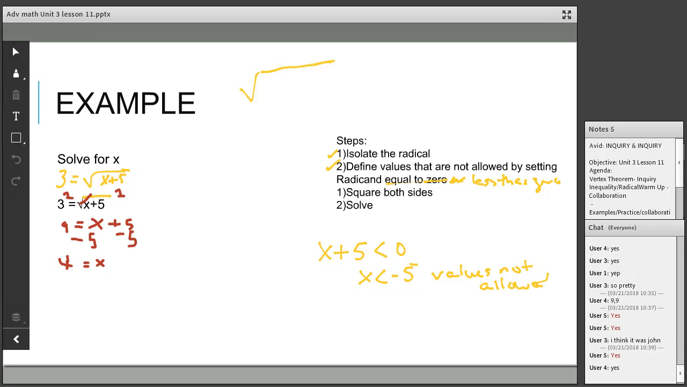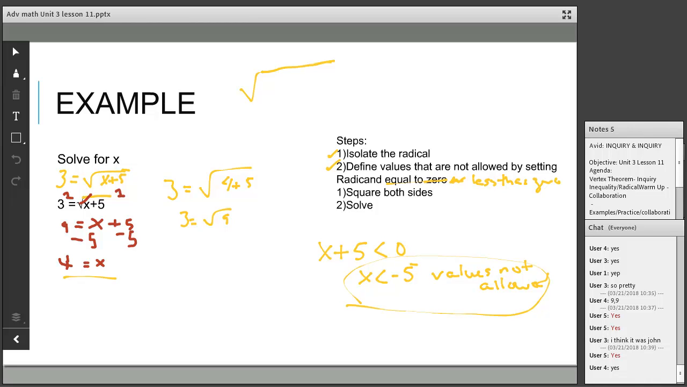If you drop that back into the equation, beautiful job. Thank you, John, so much. If we drop it back into the equation, that seems to work, right? 3 is equal to the square root of 4 plus 5, so 3 is equal to the square root of 9. That works. So we have to check our value to see if it works in the expression, and then check our value to make sure it's not in the not allowed values. So x less than negative 5, and we came up with x is equal to 4. That's not less than negative 5, so we're good on all points.